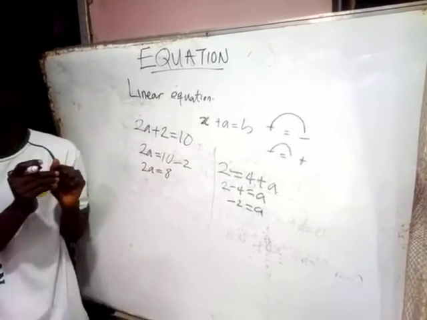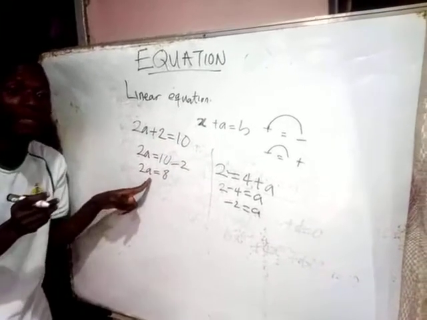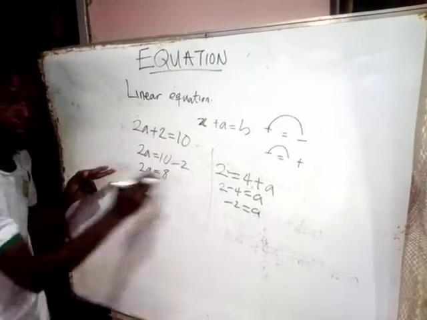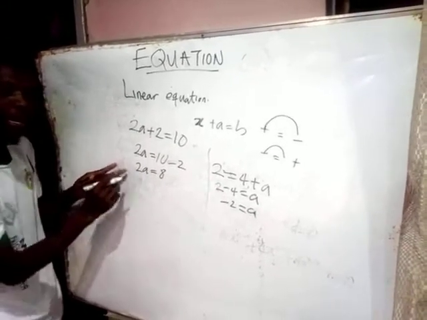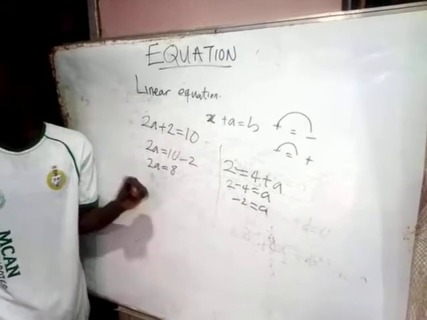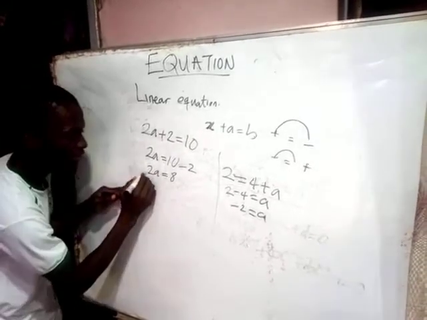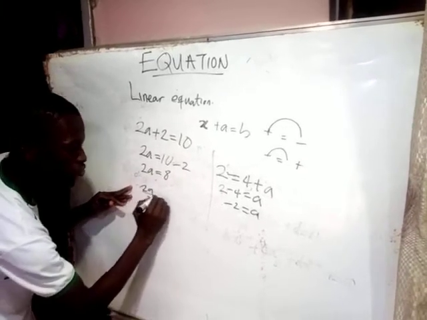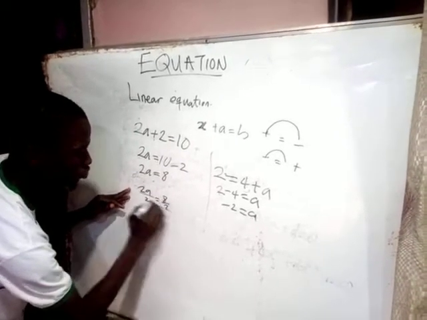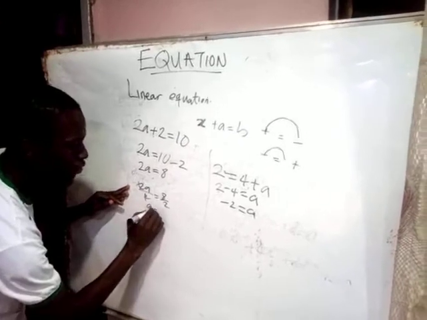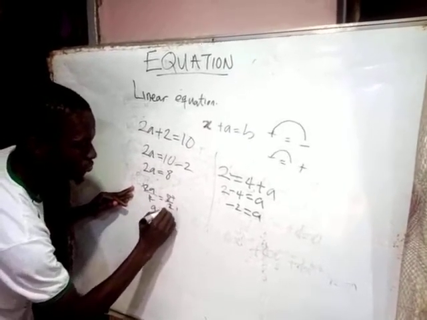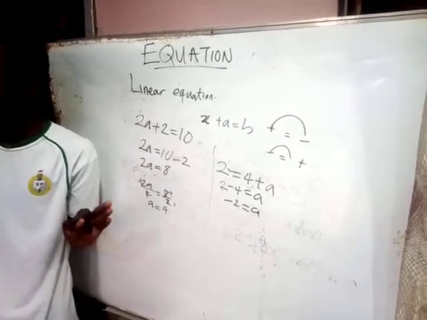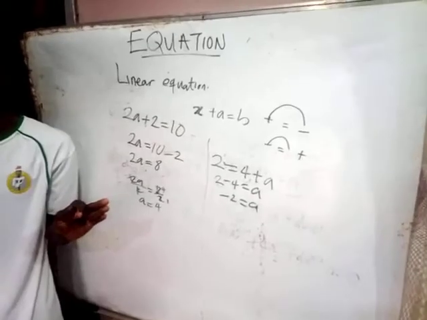When you have questions like this, what will you do? What is disturbing a? 2. You just say divide both sides by 2. Learn to be as detailed as possible. It's better you write divide both sides by 2, then you write 2a over 2 equals 8 over 2. 2 cancels 2, you have a equal to 4. It's as simple as that. Is it clear?